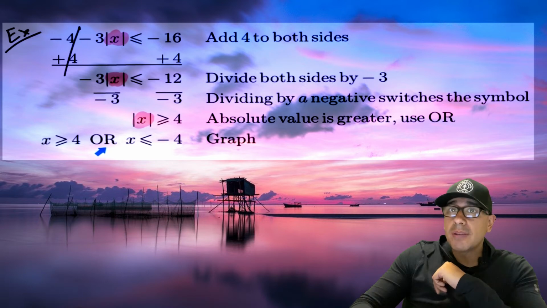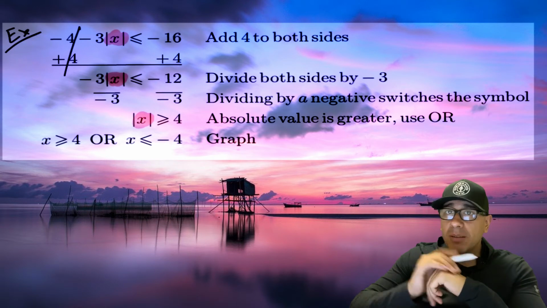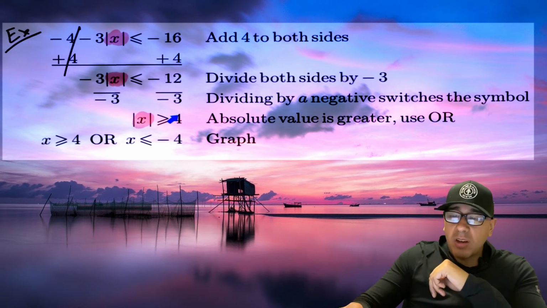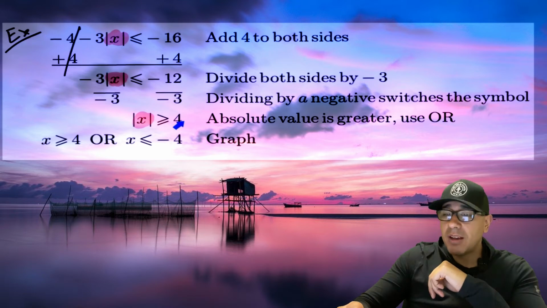Or the second possibility is, again, we remove the absolute value, but we change the sign of the inequality. So don't forget to change that sign of the inequality. But when you do that, we also change the sign of our number. So instead of having positive 4, it's negative 4.